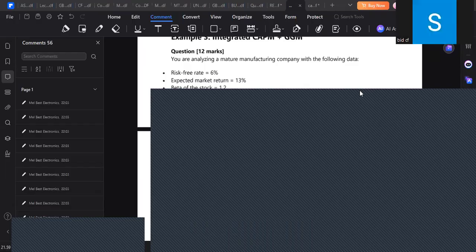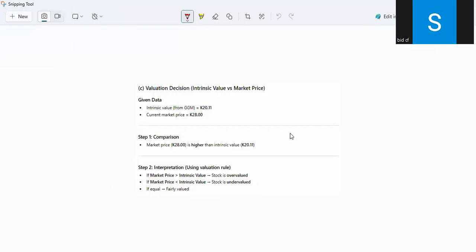So what is your comment? Is it overvalued or undervalued? Our market price is 28, which is higher than the intrinsic value. So if the market price is more than intrinsic value, the stock is overvalued. If market price is less than intrinsic value, it's undervalued. If they're equal, it's fairly valued. So in our case, what is our comment? It was overvalued. Correct.